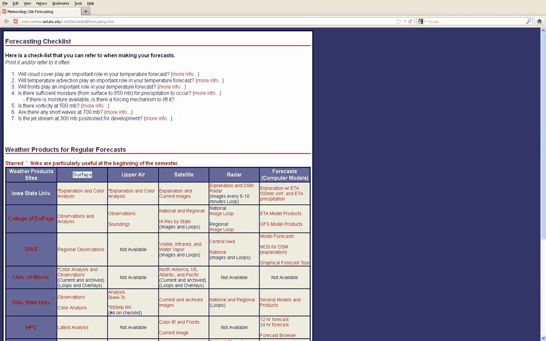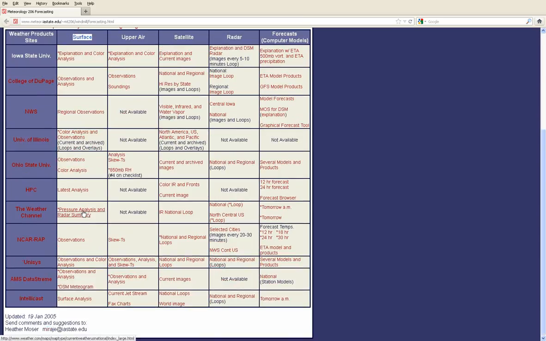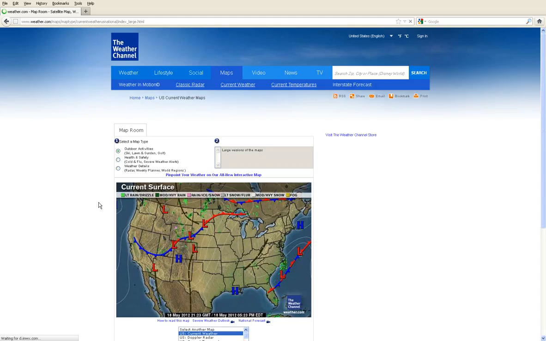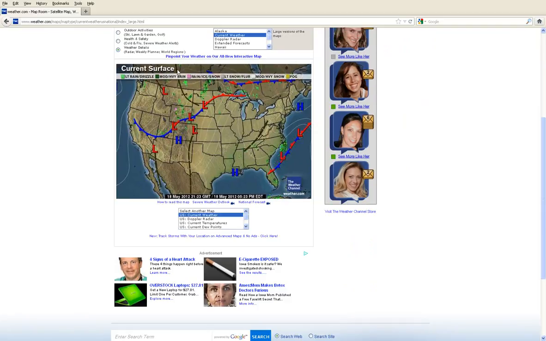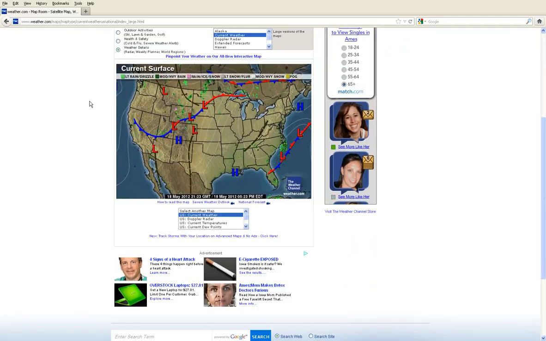So if I look under the surface column and go down to the Weather Channel and click on pressure analysis and radar summary, I will see what we call a current surface map. There are a lot of things on here, and you've probably recognized some of these if you spend any time watching the weather, your local weather forecast, or the Weather Channel. But you see a map of the U.S. here, and you see a rather colorful map.